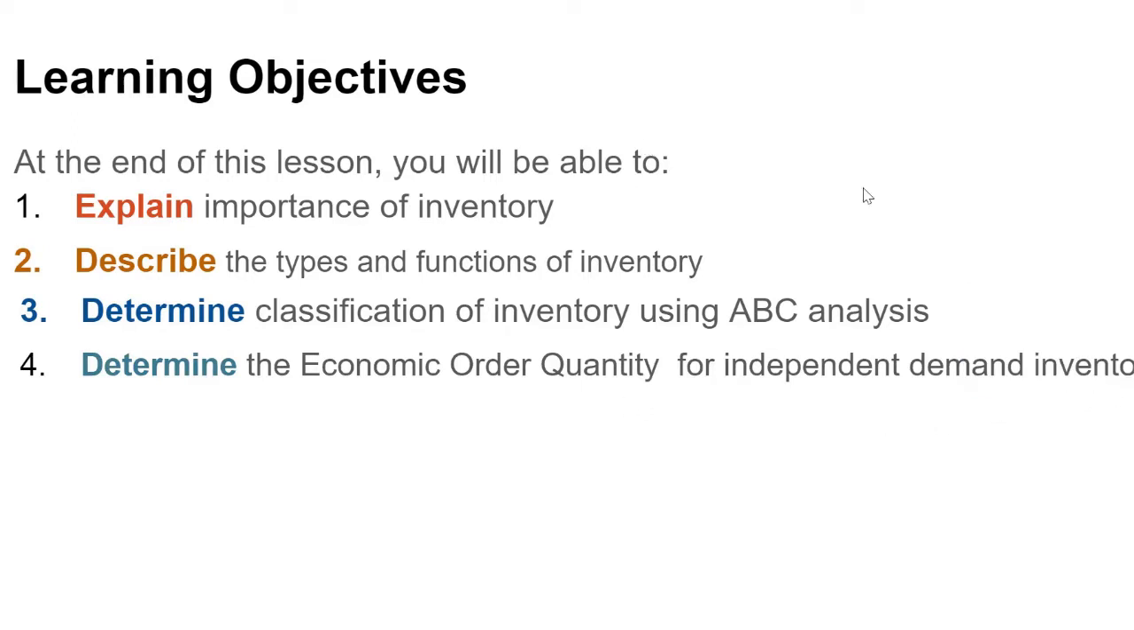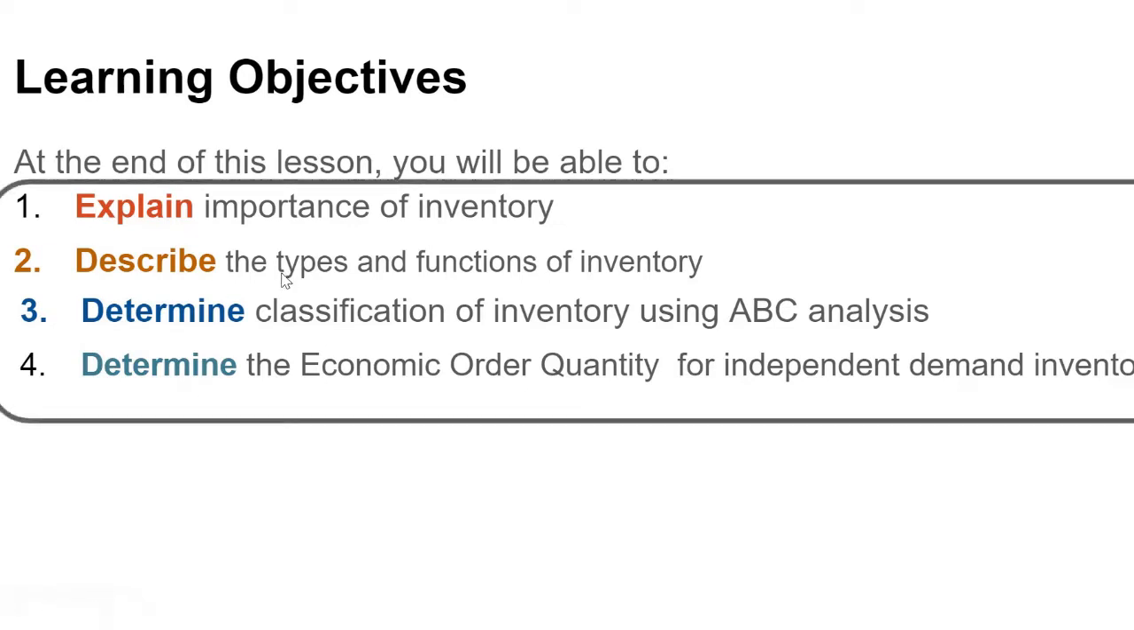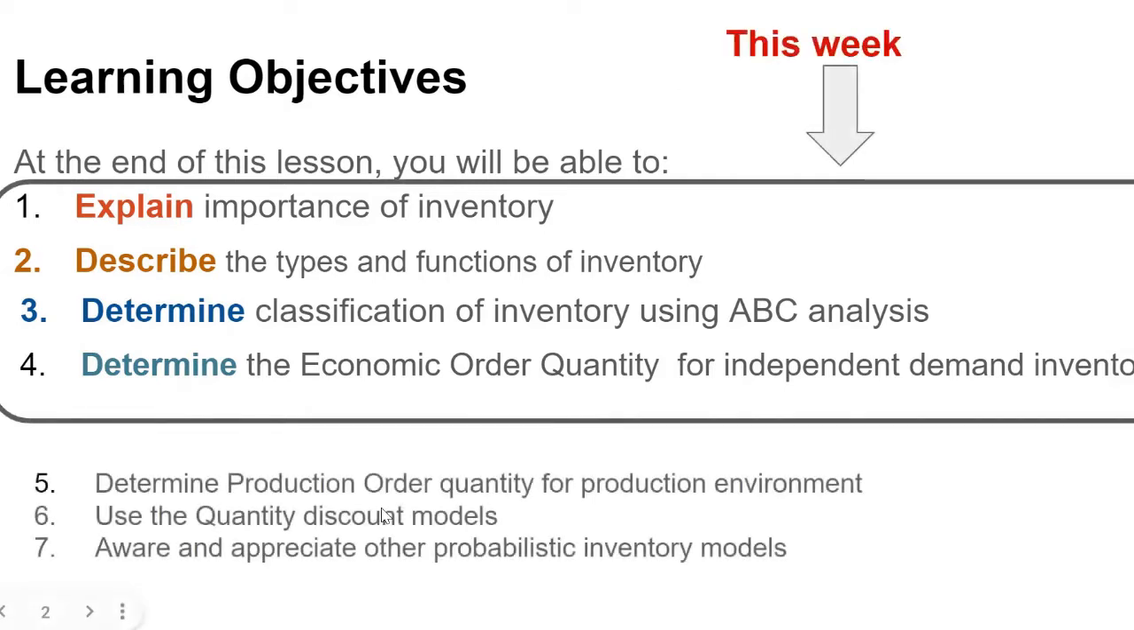Independent demand inventory. It is called EOQ, economic order quantity. So these are the 4 objectives for today. This is this week. This week I'm going to explain this, and next 2 weeks we're going to cover the rest of the things which are important in inventory, like the production order quantity and the quantity discount models, but not much. There's a brief awareness of these models, so that you know these things exist and you know where to find it.